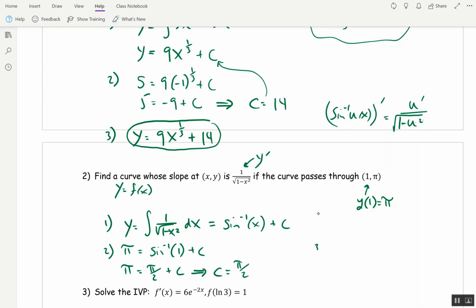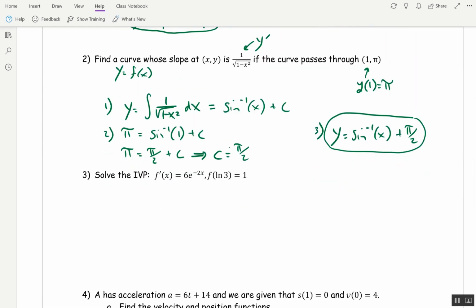And finally, step 3 is just to put 1 and 2 together. Y equals sine inverse of x plus pi over 2. There's our curve. Okay, this one I like because it reinforces our knowledge of how exponentials and logarithms pair up.